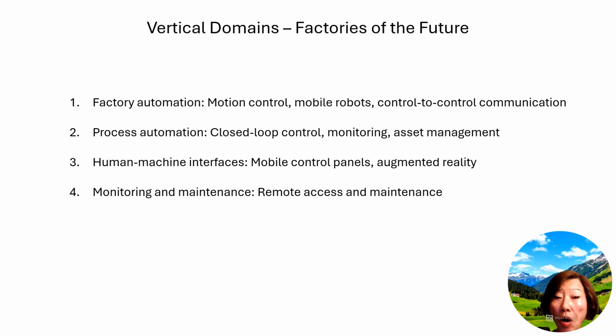Control-to-control communication often requires deterministic latency over relatively long distances within a factory. Process automation applications, while generally having less strict timing requirements, often need to support a very large number of devices. Human-machine interfaces like augmented reality require high bandwidth for video, combined with low latency for interaction. Remote maintenance applications need to support secure remote access, often from outside the factory network.